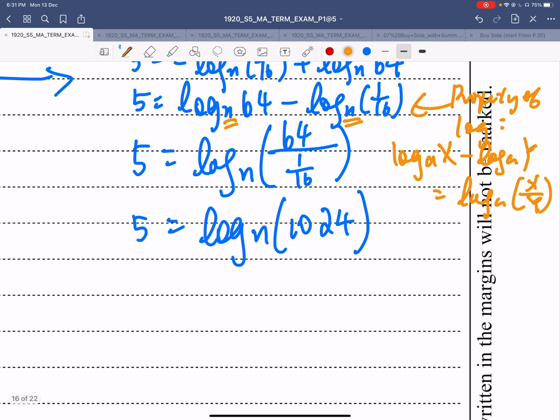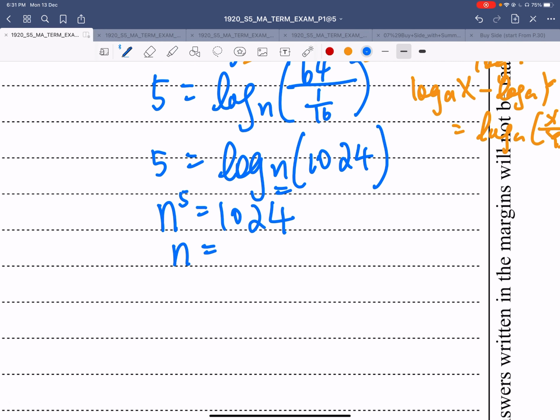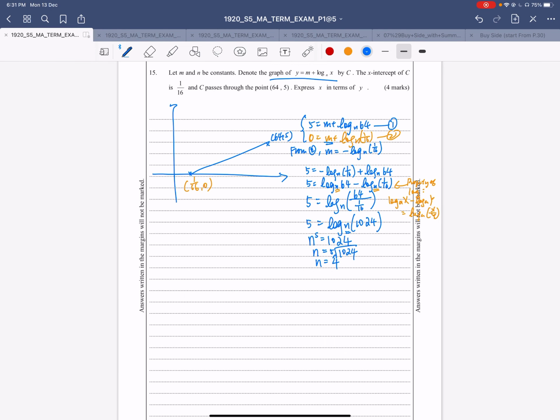Then do you remember the properties of logarithm, that this one will become the base, so base n times the power of 5, this one becomes the exponent, equals 1024, right? So the answer for n will be the fifth root of 1024, which is equal to 4. All right, this is the value of n.